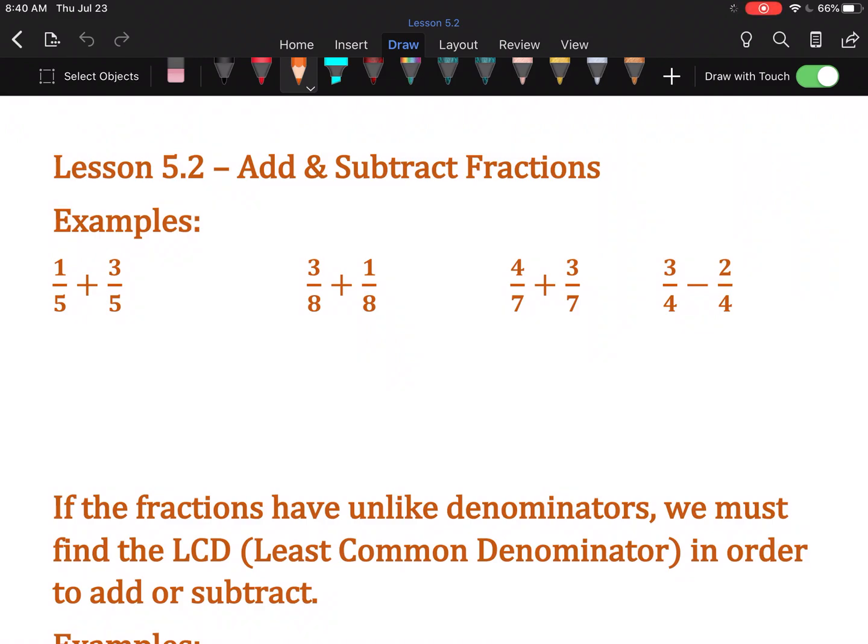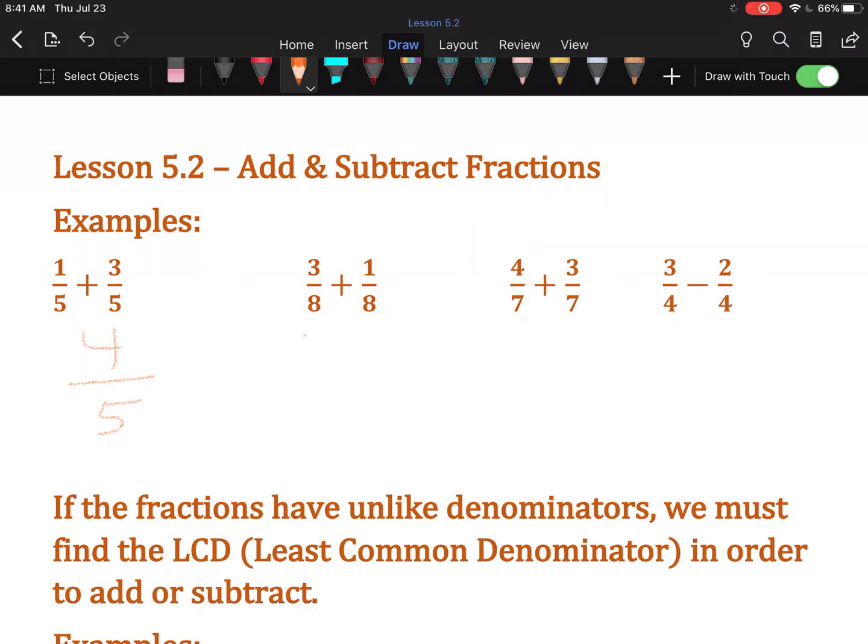Chapter 5, we're going to focus on adding and subtracting fractions. So first up, we have some basic examples of addition and subtraction. The key thing to remember is that the denominator doesn't change. So 1/5 plus 3/5 is 4/5. We just add the numerators.